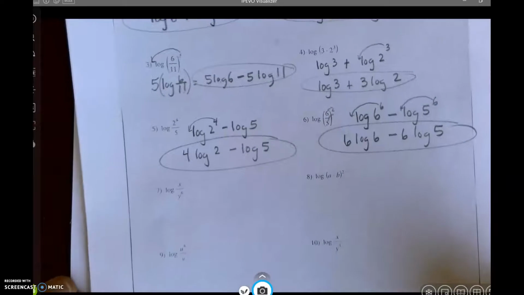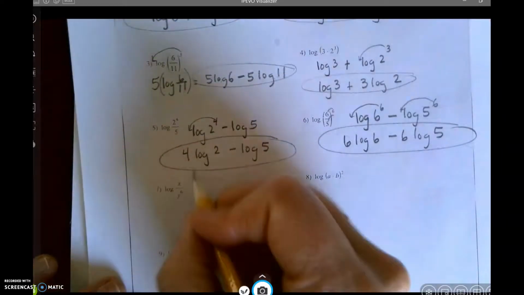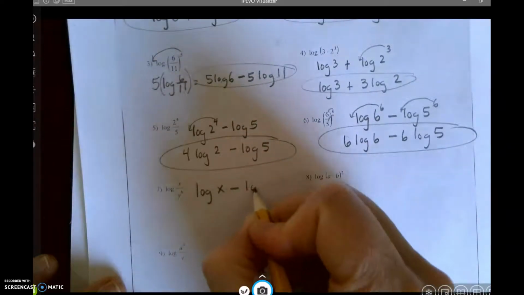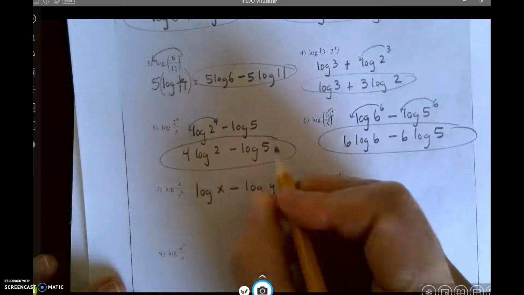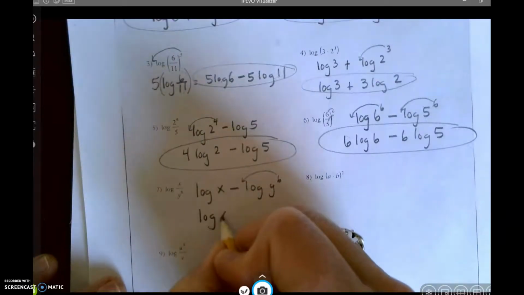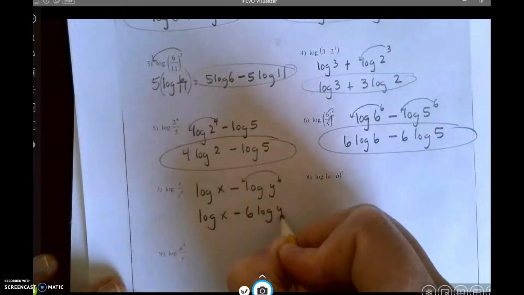Let's go to number 7. Notice the 6 only goes with the y, so I've got log of x minus log of y to the 6th. And then I pull that out. Log of x minus 6 log of y.